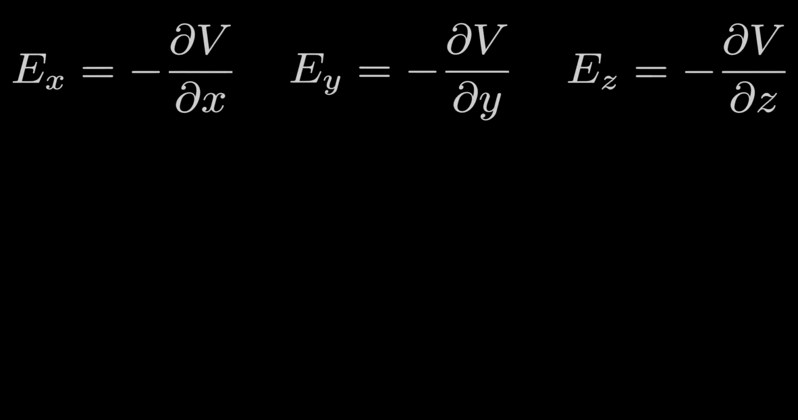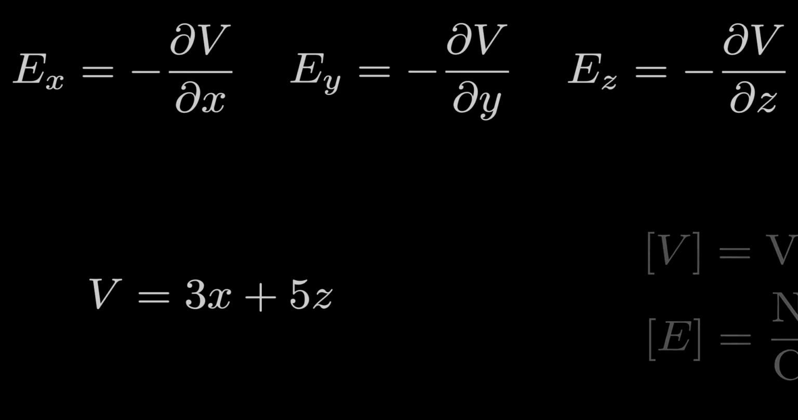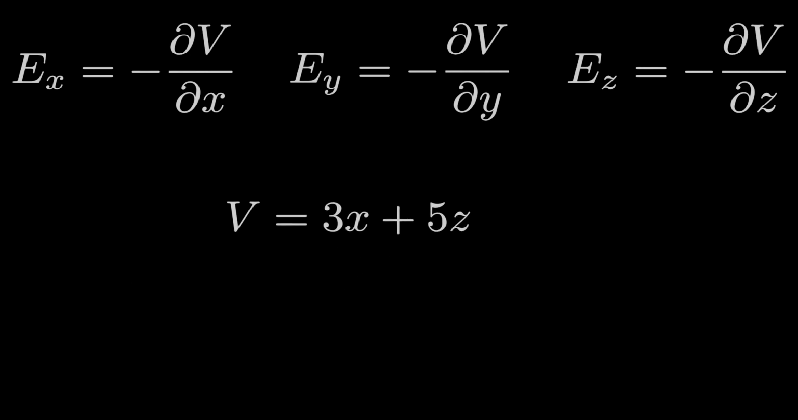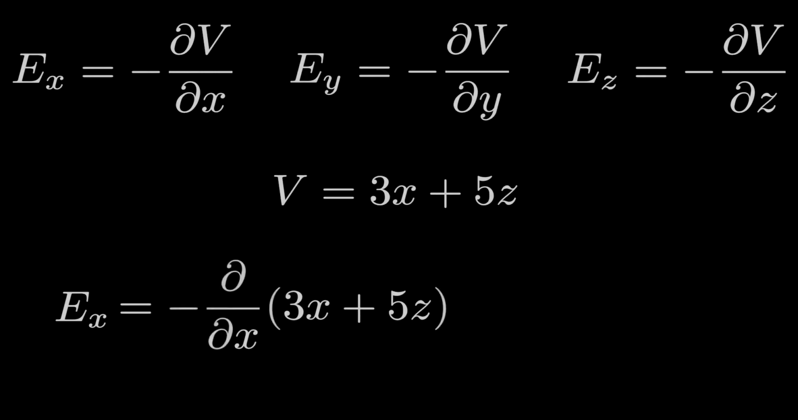Let's try an example. Imagine you had this electric potential in space, V equals 3x plus 5z. I'm just going to be sloppy with the units here, but you could imagine maybe V was in volts and E was in newtons per coulomb, for instance. Trying to keep a bunch of units floating around might make things too confusing, so we're going to keep it simple. If we wanted the electric field in the x direction, all we have to do is take the partial derivative of the electric potential with respect to x.